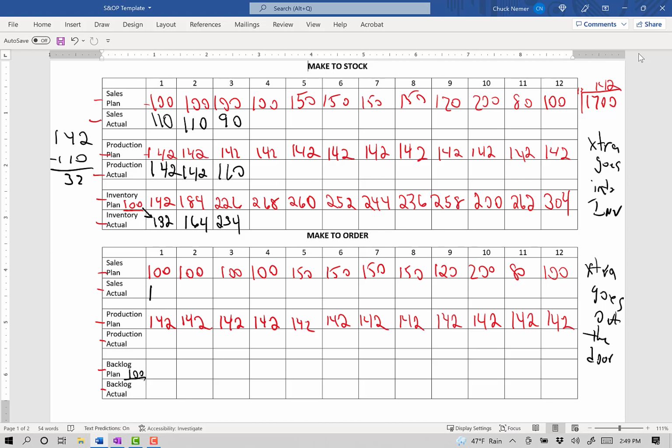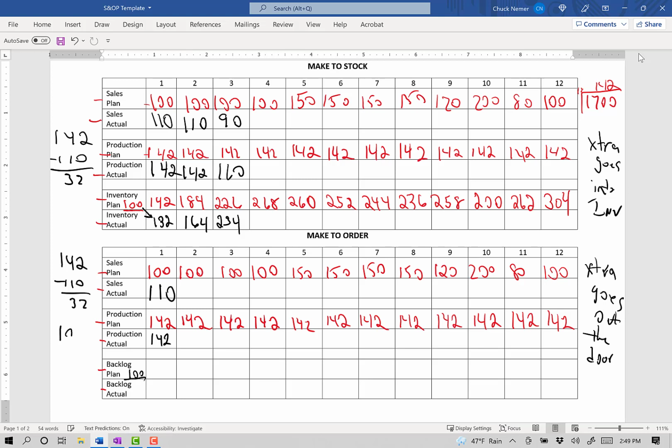So sales was planning to bring in 100 orders. They brought in 110. Our production plan was to build 142 orders and ship them. And in fact, that's what we did. So in this case, we built and shipped 32 more orders than what the plan was. So 142 minus 110 is 32 orders. So we shipped out the door an extra 32 orders.